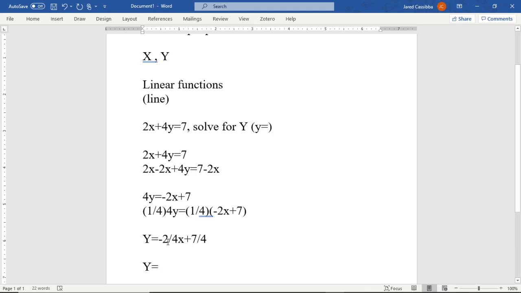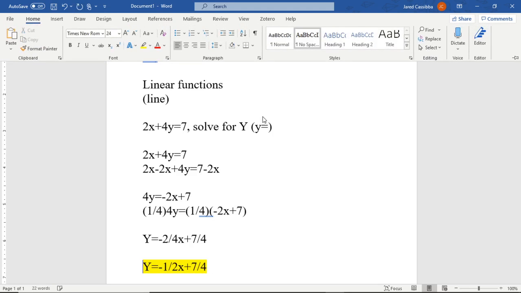Alright, so let's look at these ones individually. 2 over 4. Well, I know that 4 is 2 times 2, and 2 is 2 times 1. So I can divide both of these by 2, giving me 1/2 x. Alright, let's try the same thing with 7 over 4. Well, 7 is a prime number. It only has factors 1 and 7. And 4 does not share any of those besides 1, so this one cannot be reduced. So that's just 7 over 4. Alright. So that is, I'm going to highlight that answer for us, how we solve for a linear function.